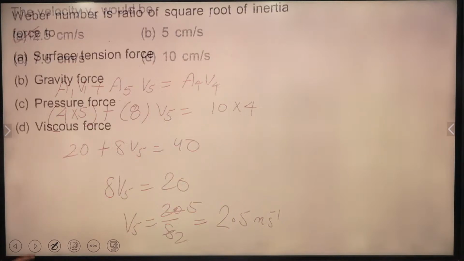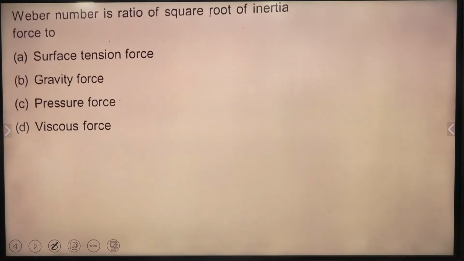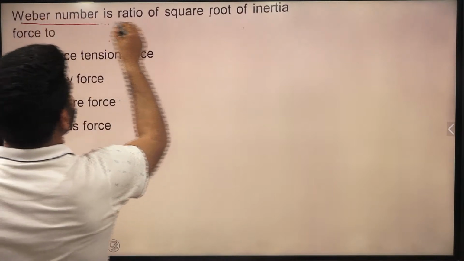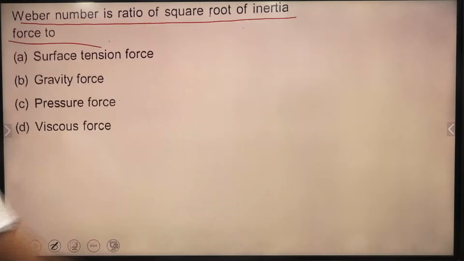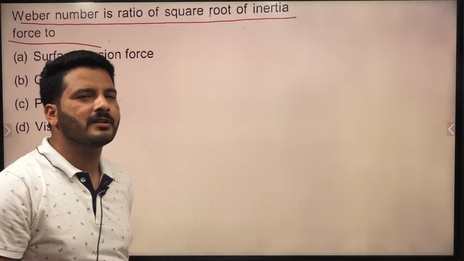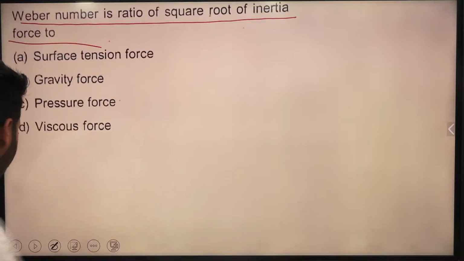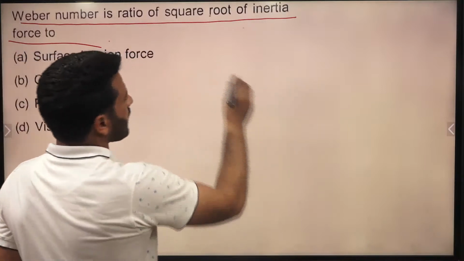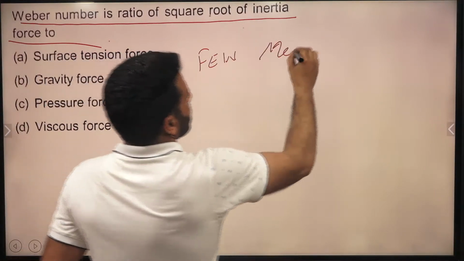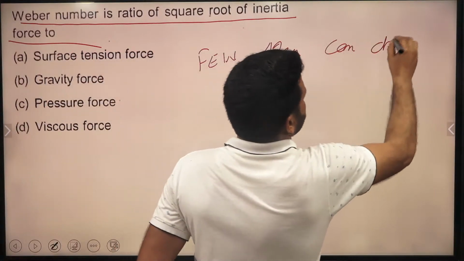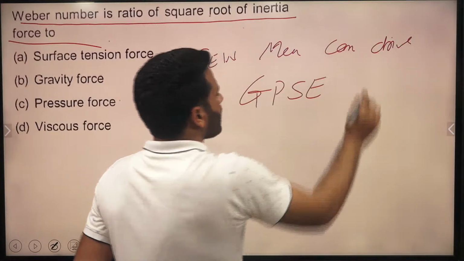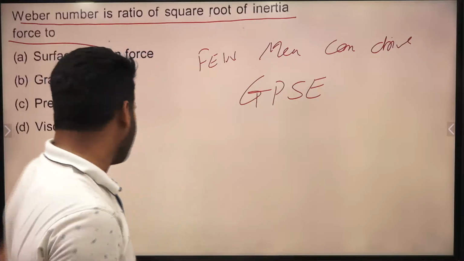So let's proceed further. So next question, Weber number is the ratio of square root of inertia to. Weber number is the ratio of what to what. Okay, this is the basically boosting question for you. Boosting question for you. How? So I'm giving you a trick. Trick is this one. Few men can drive gypsy. Although spelling of gypsy is somewhat different, but for the making concept, just take it like this one.